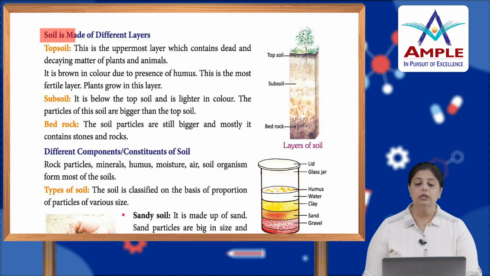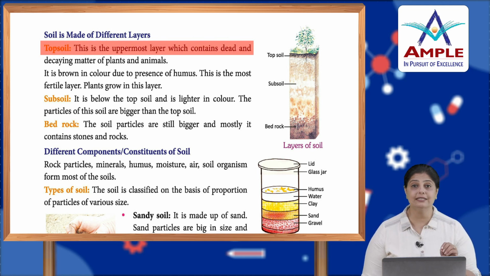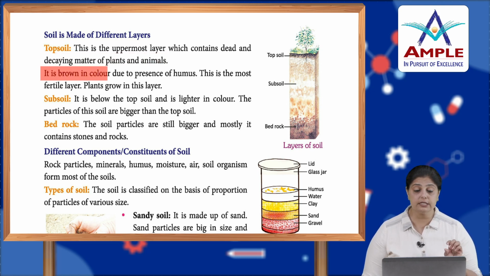So, soil is made of different layers. The first layer is the topsoil. This is the uppermost layer of the soil, which contains dead and decaying matter of plants and animals. The color of this soil is brown due to the presence of humus. As we said, humus is the rotting dead matter present in the soil. Because of humus, the color of the soil is brown.